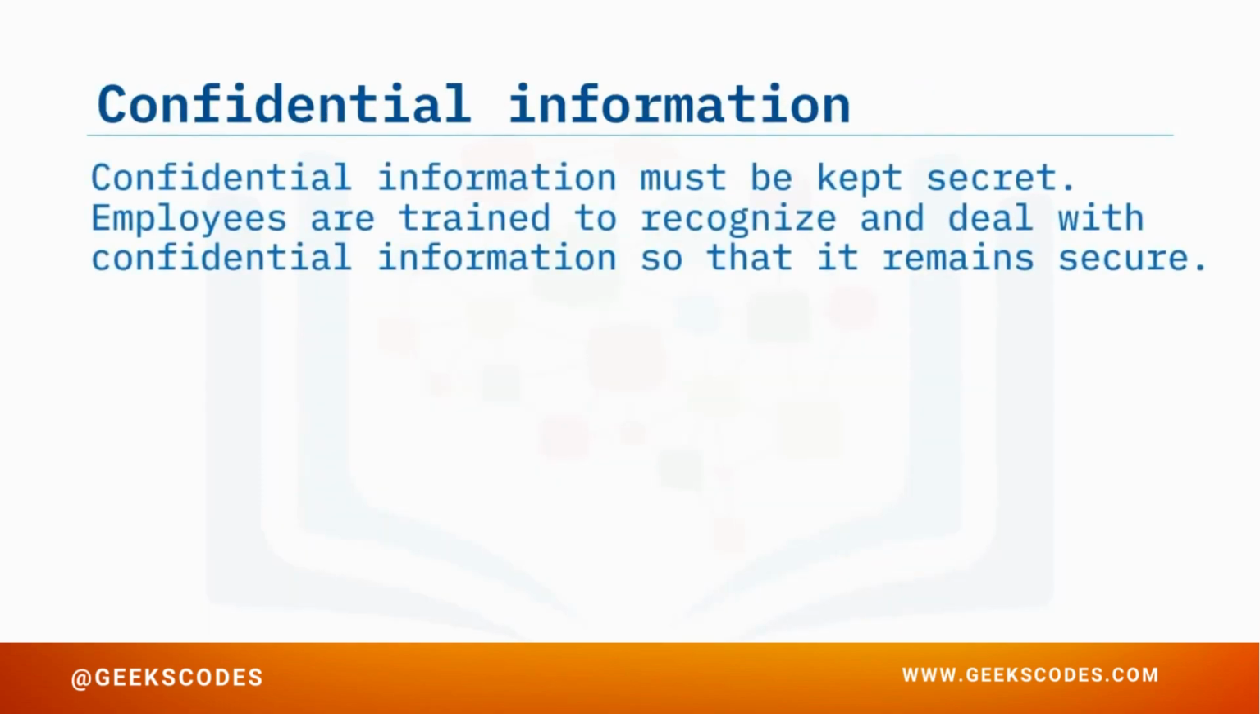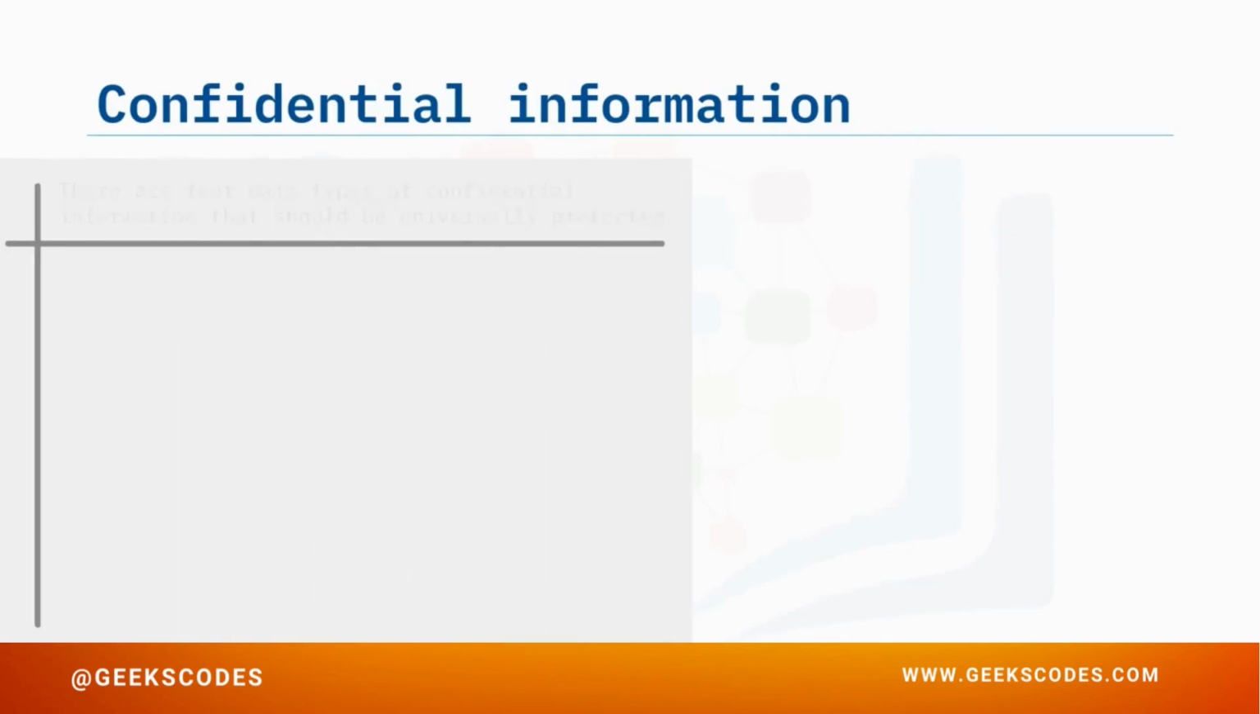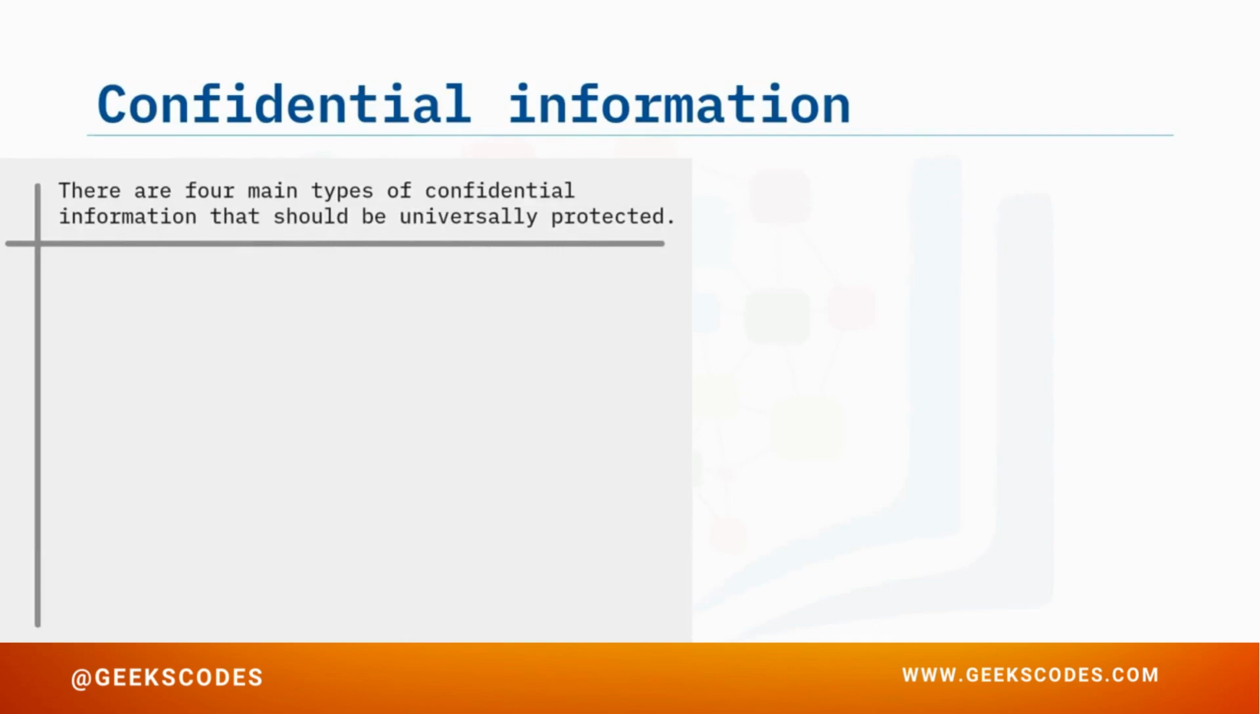Confidential information is information that must be kept secret. Employees are trained to recognize and deal with confidential information so that it remains secure. Companies rank information and files by how sensitive each one is, and each company ranks their information differently. But there are 4 main types of confidential information that should be universally protected.